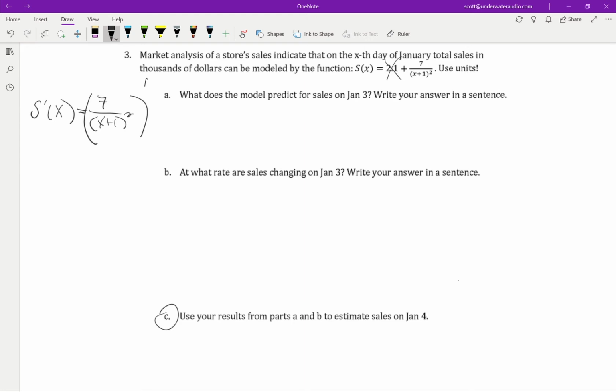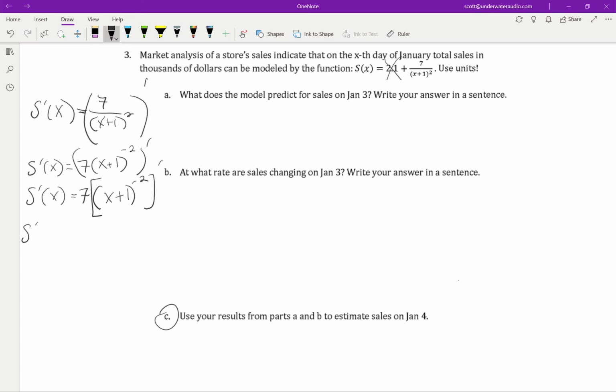To make it easier on myself, I'm going to move the (x plus 1) squared to the top. So I want s prime of x, and that is going to equal 7 (x plus 1) to the negative 2 power, and I'm taking the derivative. Since I'm taking the derivative, I can pull the 7 out. Constants very rarely matter, it turns out. And then I'm just taking the derivative of (x plus 1) to the negative 2 power. That's all I'm worried about.